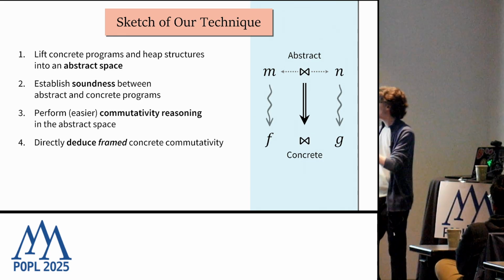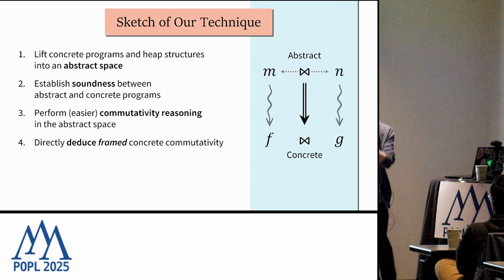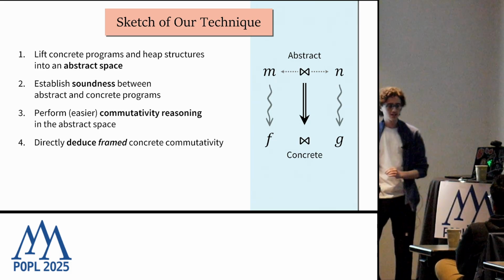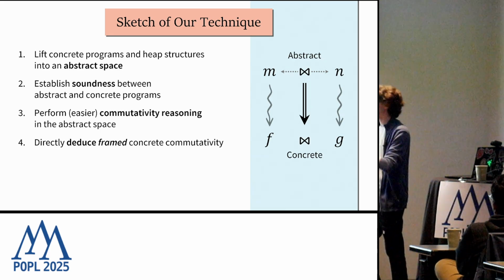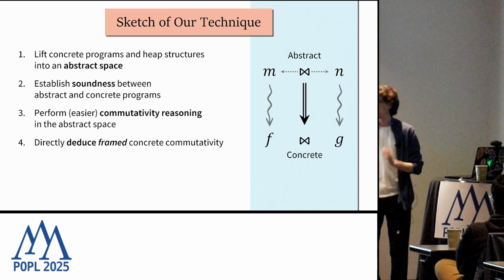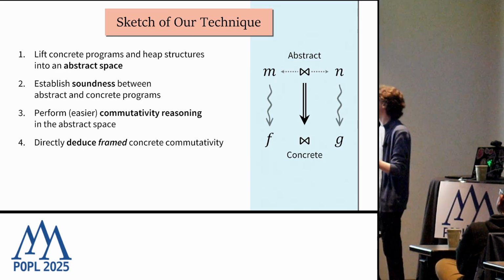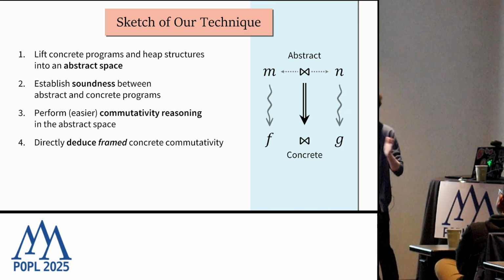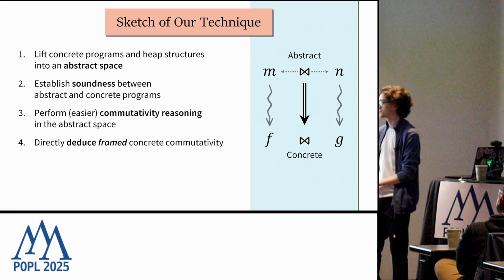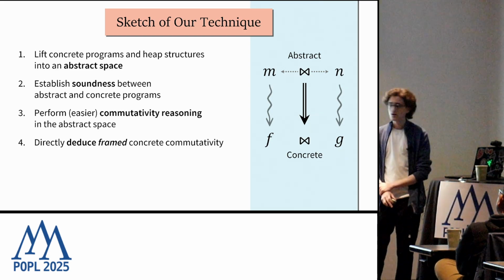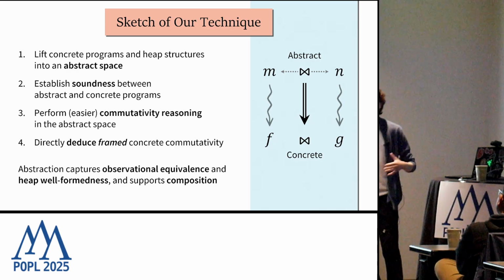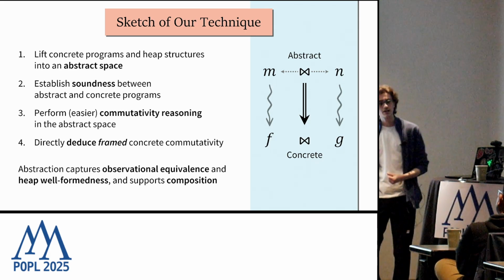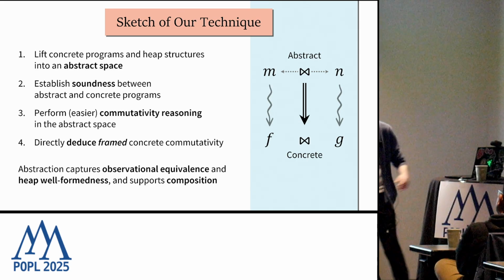And then finally, we will have a sound commutativity theorem which lets us immediately derive concrete commutativity conditions from our abstract analysis. In particular, the resultant conditions will be framed. That is to say, it guarantees that if F and G commute in any particular heap context, they're also going to commute in any larger context, and we get that for free. And along the way, as I mentioned, we will easily capture observational equivalence, heap well-formedness, and as we'll see later, will also support composition of disjoint heap structures.